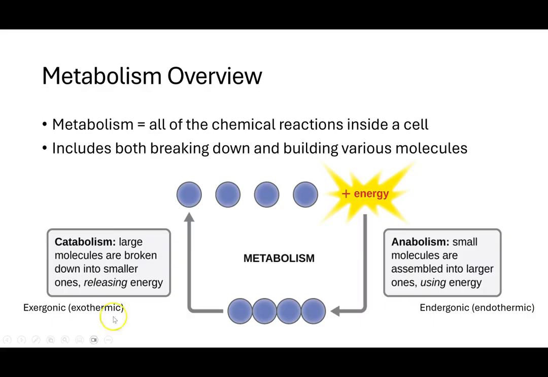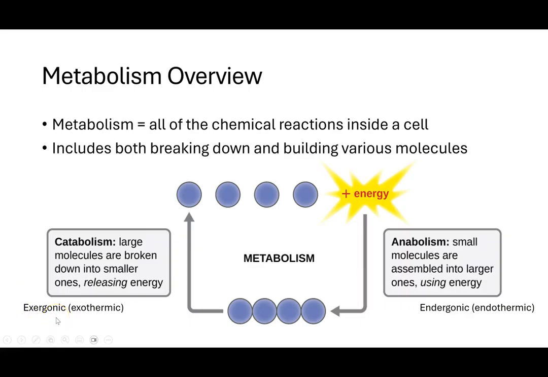The first is catabolism. This is what most people associate with the word metabolism. These are when we take large molecules like the foods that we eat and break them down into significantly smaller ones, and this is going to release energy. So we're making energy so that we can use that energy for other purposes. This type of metabolism is also referred to as exergonic.